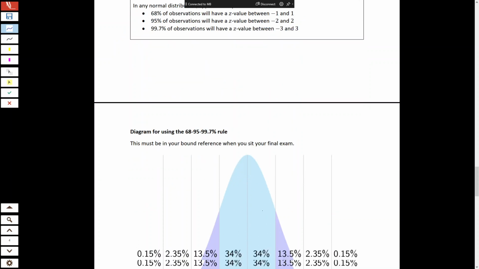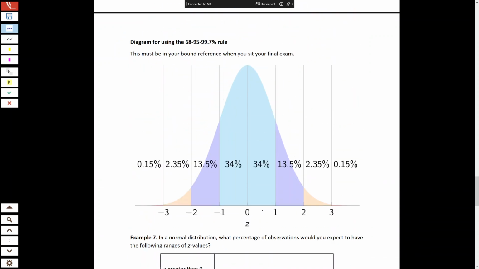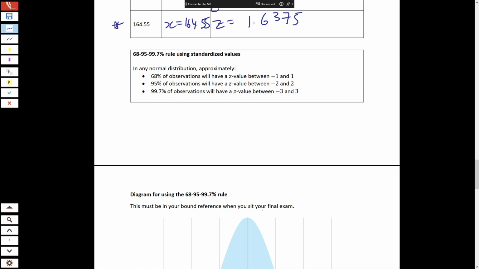Okay, I think we're nearly at the end. We're nearly there. Take a moment to process this. Imagine I gave you a normal distribution and I turned it into Z. Okay? This rule is exactly the same as the first box, but this time I'm just using Z values.